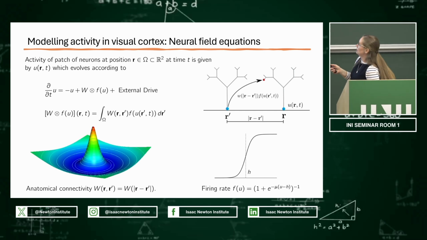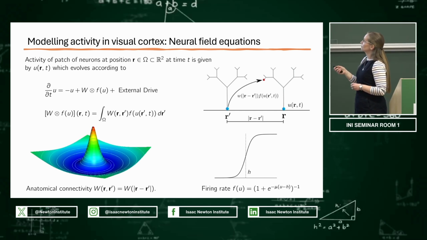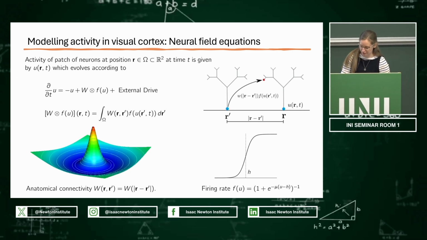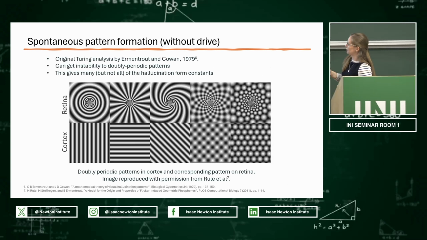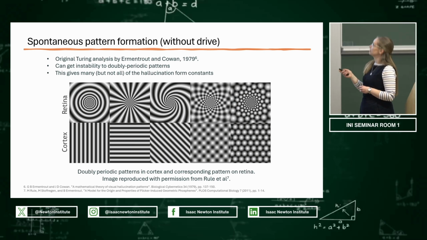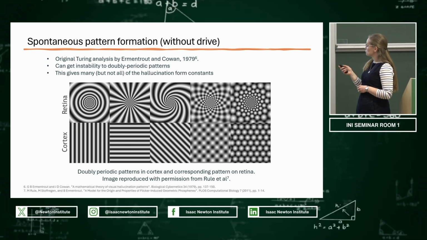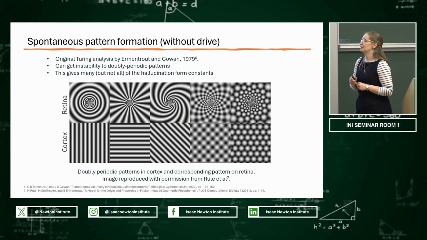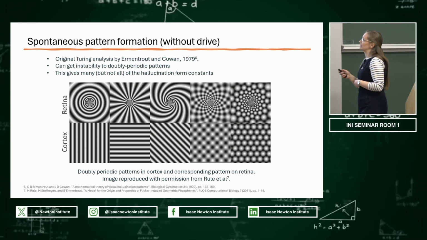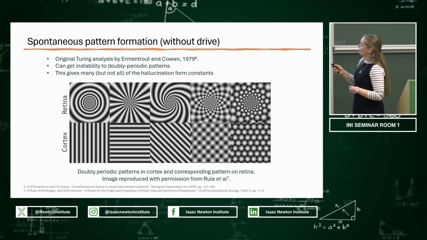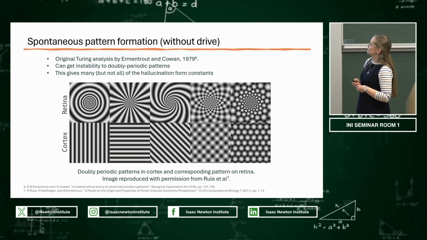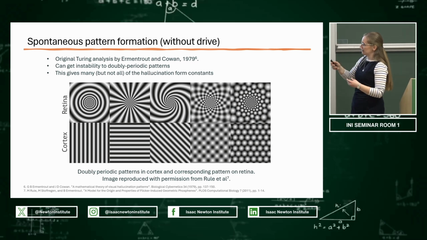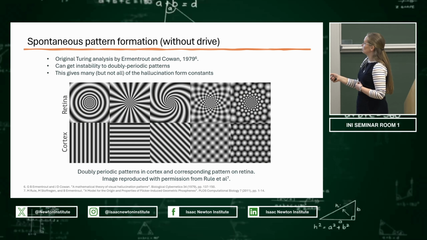Okay, so we can also add some external drive to this if we wish, but if we don't, then we can still get patterns forming without that. So that's seminal work of Ermentrout and Cowan back in 1979. They showed with a similar setup to that, it was slightly different, I'll talk about that later, they did the linear stability analysis, and they get these doubly periodic patterns appearing.